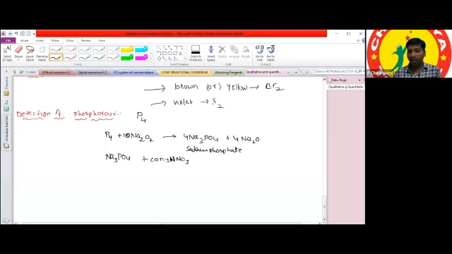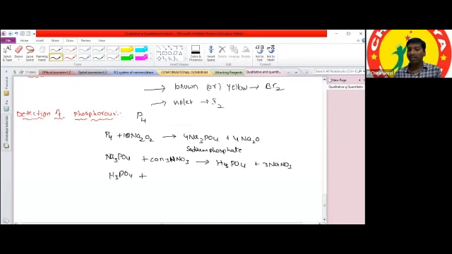Moles of the nitric acid. Then it is converted into phosphoric acid. What is the molecular formula of phosphoric acid? H3PO4, plus 3 moles of NaNO3. So the phosphoric acid is H3PO4.